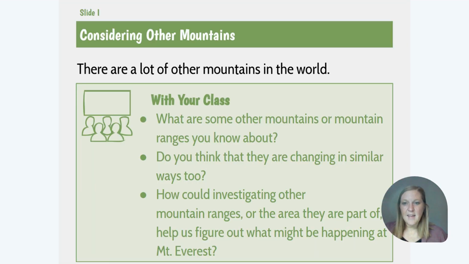Okay. Yesterday, we noticed some interesting things that were happening to Mount Everest, which is a mountain found in Asia. But what about other mountains? There are a lot of mountains on Earth, and Mount Everest is only one of them, even though it's the tallest one. So what do you think we might see at other mountain peaks and other mountain ranges?